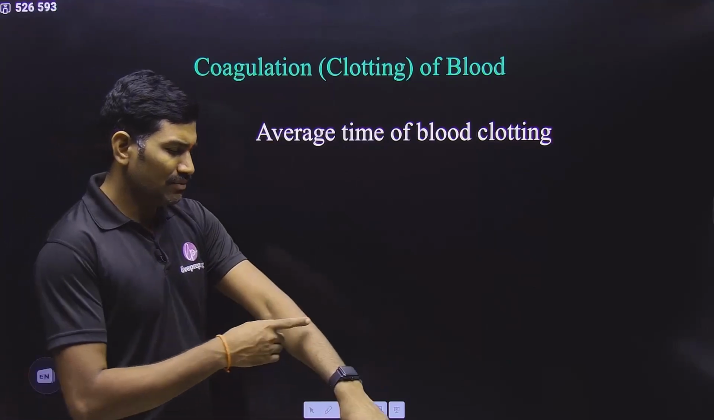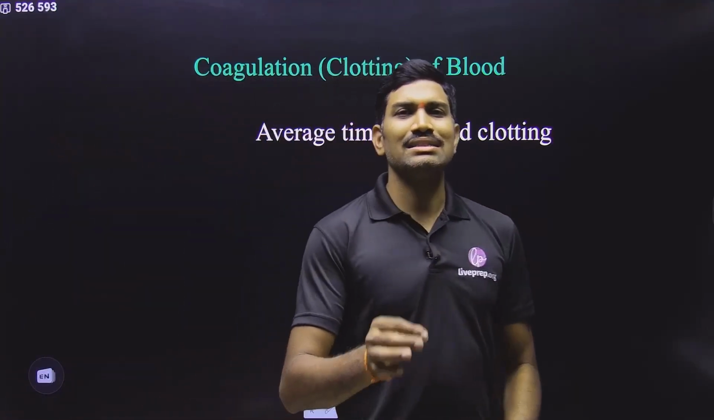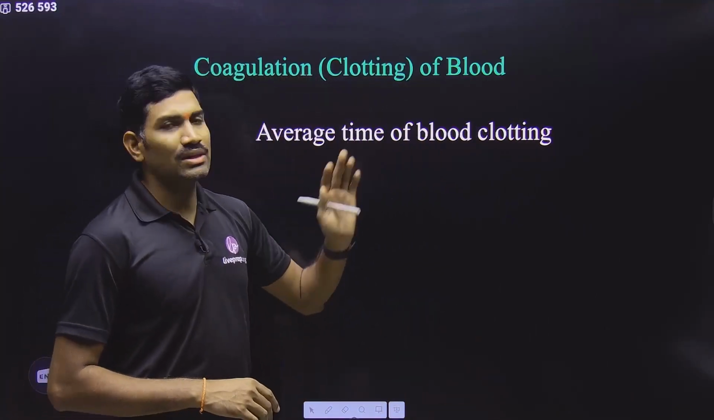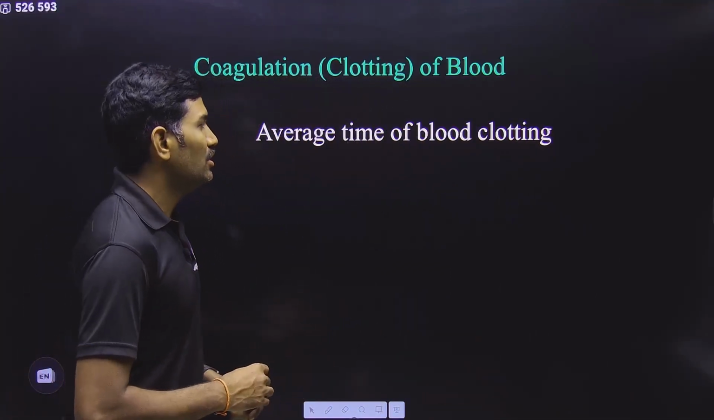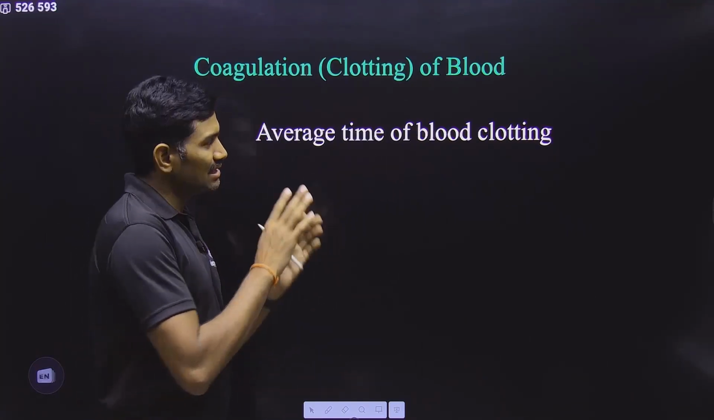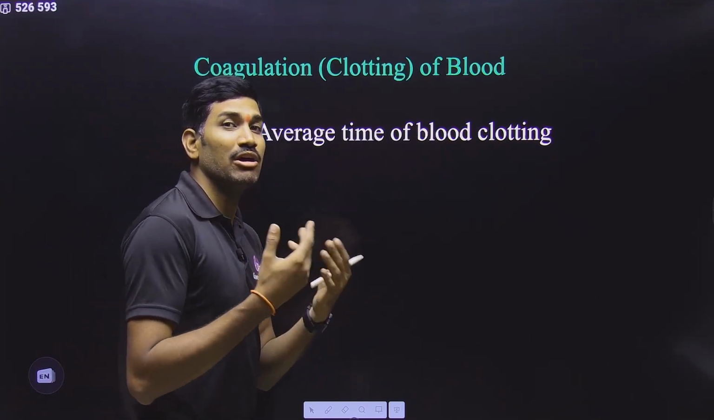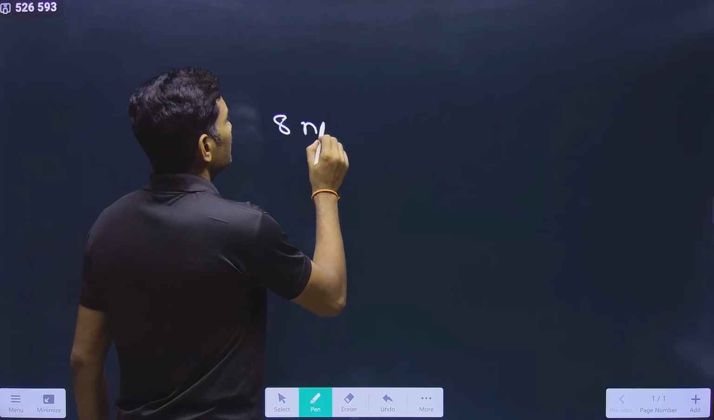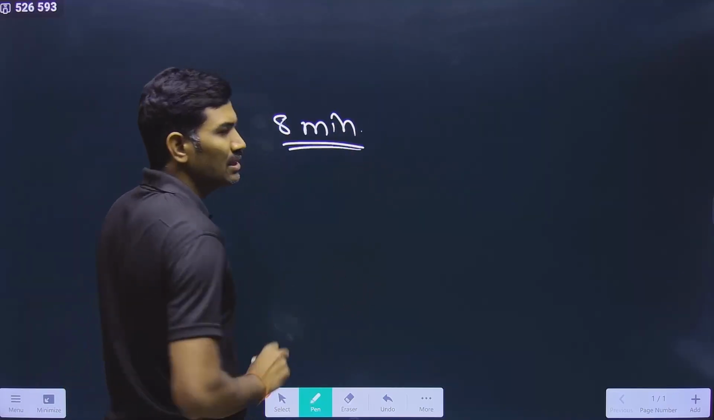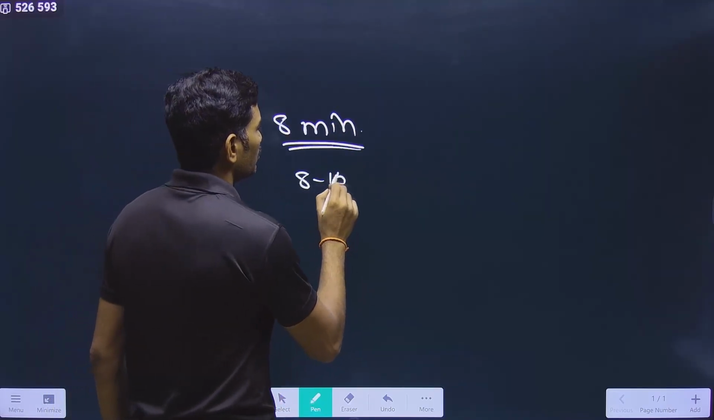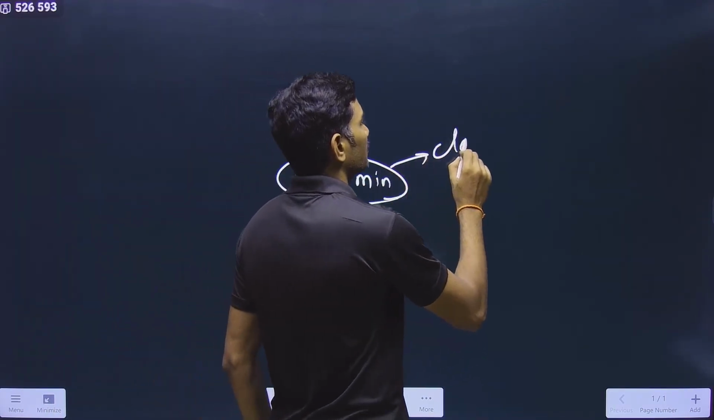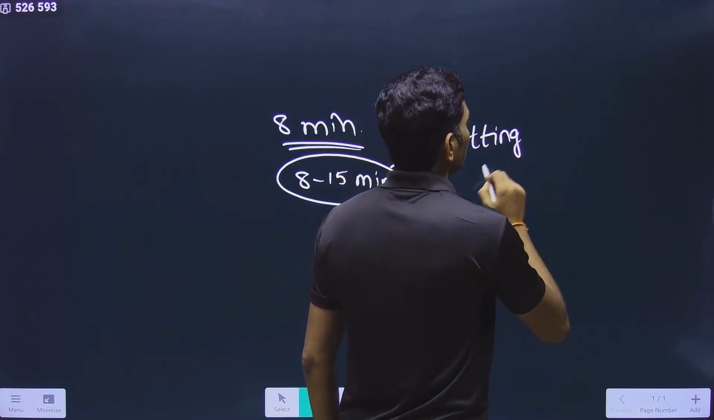Suppose we get some small cuts, what is the average time or average duration for this blood clotting? Generally the information is the same, but in the examination they may ask in two different ways. Generally we say it is 8 minutes. This is the average time, but in some books they give it as 8 to 15 minutes. Whatever it is, within this time clotting should occur.